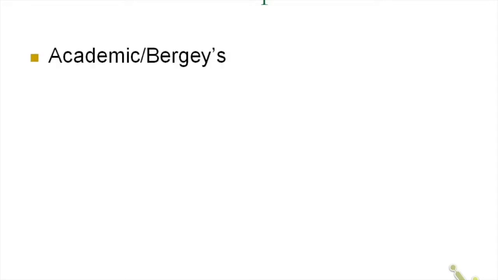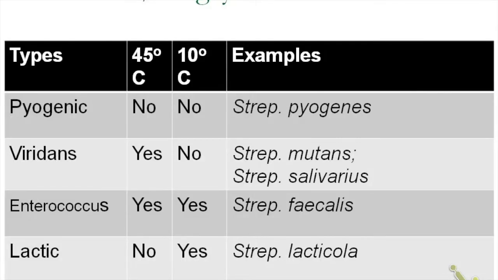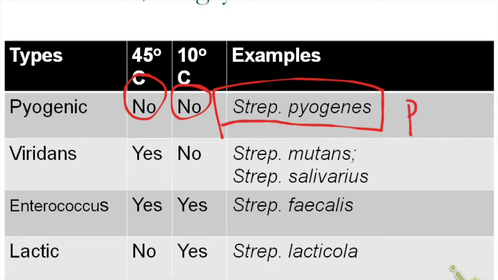So streptococci. And how do we classify them? We classify them according to Academic or Viridans classification, Smith and Brown classification, Lancefield classification. Okay. Academic classification depends on the temperature requirement. So the pyogenic group cannot grow at 45 and 10 degrees. An example would be Streptococcus pyogenes. They are capable of producing pus, hence the term pyogenic.